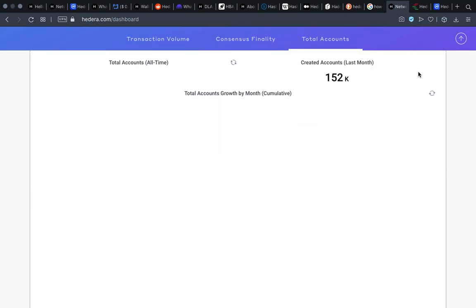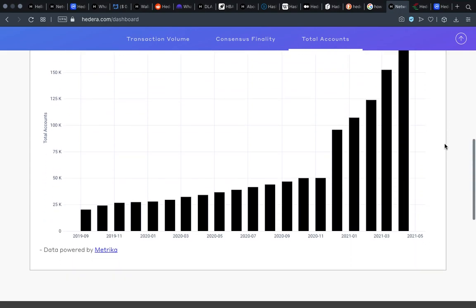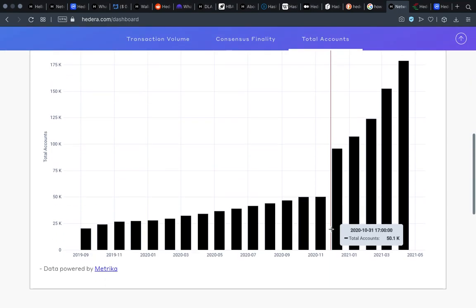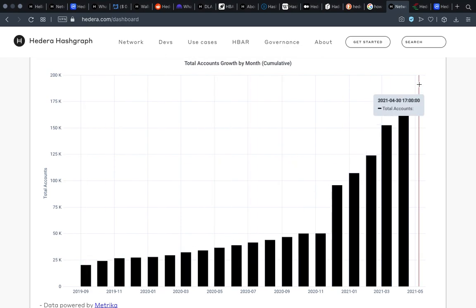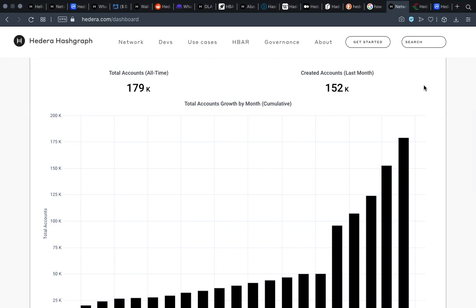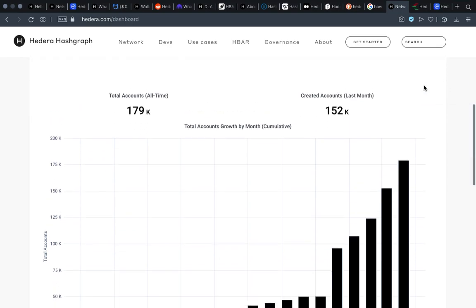And here you can see the metrics of how many total accounts were created. I apologize, here we go. So here we can see that a good portion of the accounts have been created within the last year, and we're seeing a steady climb. About 152,000 accounts were created last month.